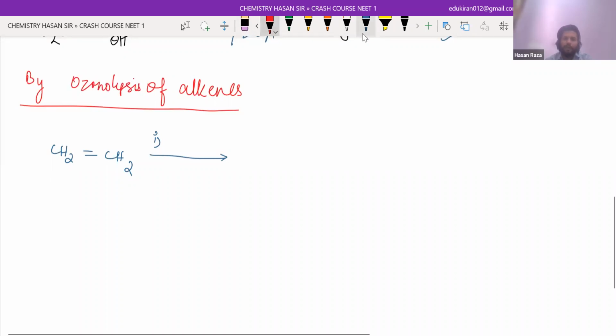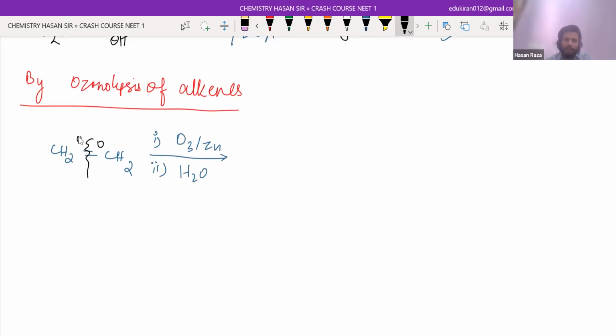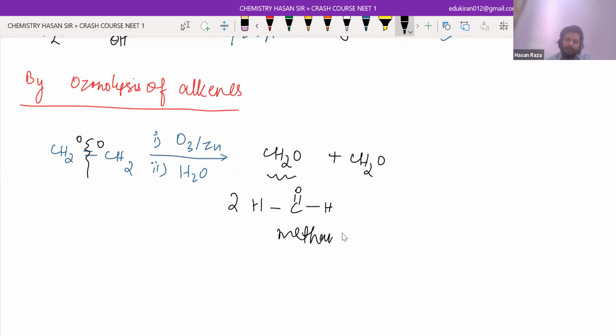Ozonolysis. In the first step, you use O3, then in the presence of Zn, you use H2O. What will happen? You break this bond, oxygen will be added on this, oxygen will be added on this. So you can see CH2O plus CH2O, that means 2 moles of CH2O, and this CH2O is basically methanal. You will get 2 moles of it.